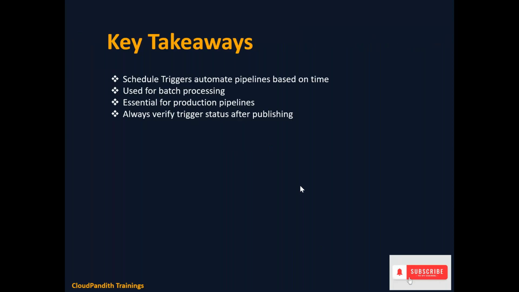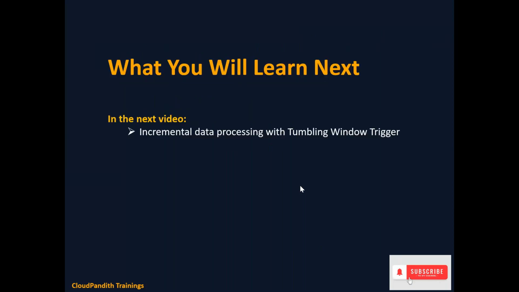So the key takeaway is that scheduled triggers automate pipelines based on time, team. It is used for batch processing. It is mainly for production environments where we are running pipelines every day and doing batch data processing. Always verify trigger status after publishing. It is a very important point. So in the next session, we will see how to process our incremental data using the tumbling window trigger, team.